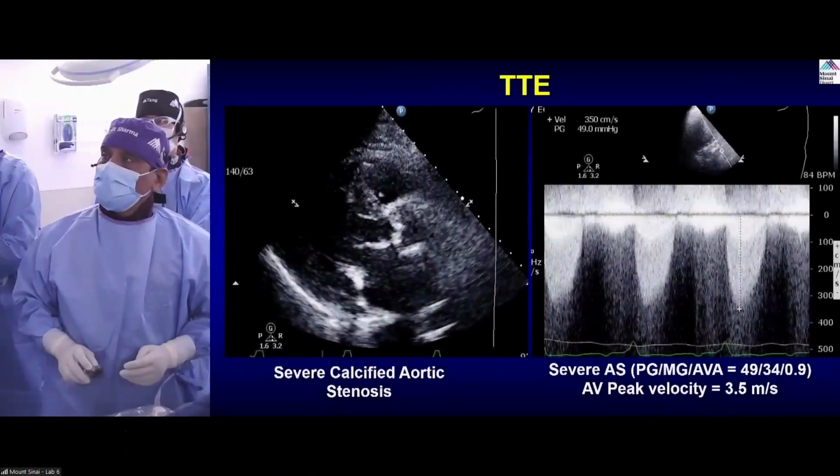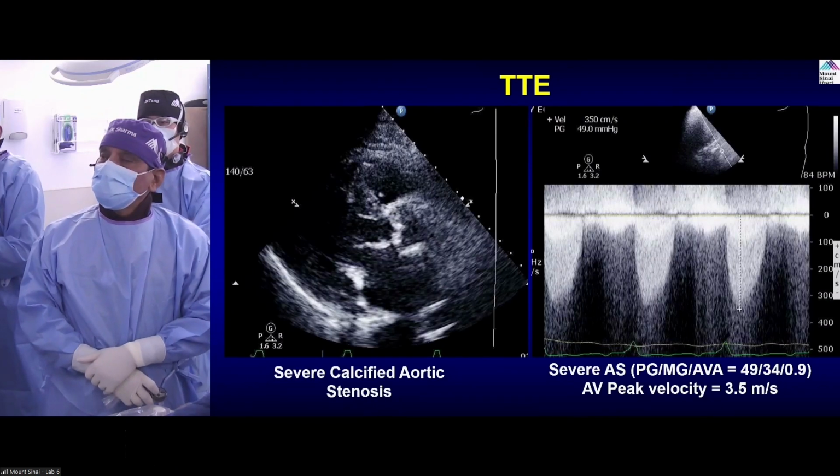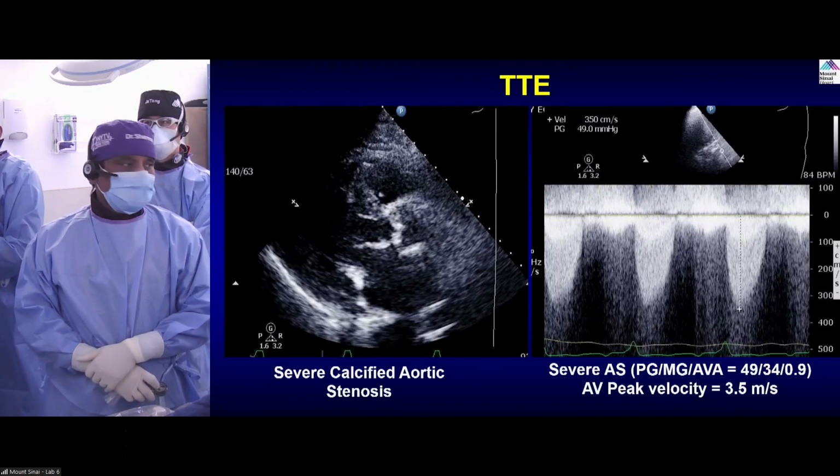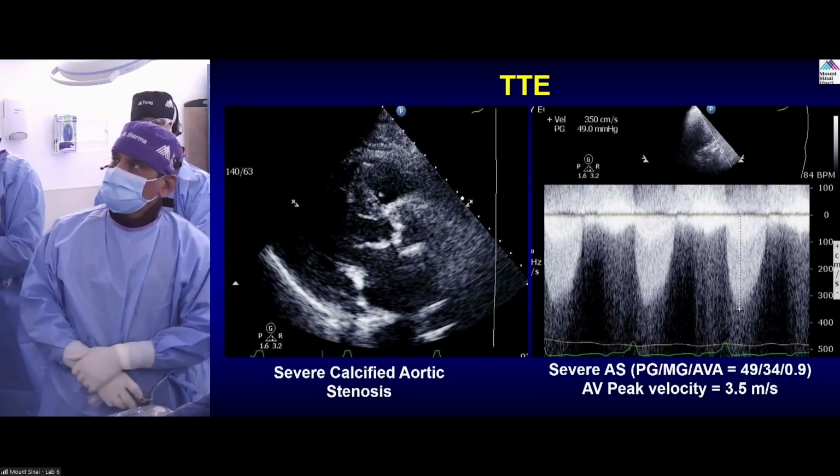Stan, I have a question for you. You see some septal hypertrophy there. Does that bother you at all? And I see a lot of MAC also. Does that bother you at all? Can you just comment on those two things?